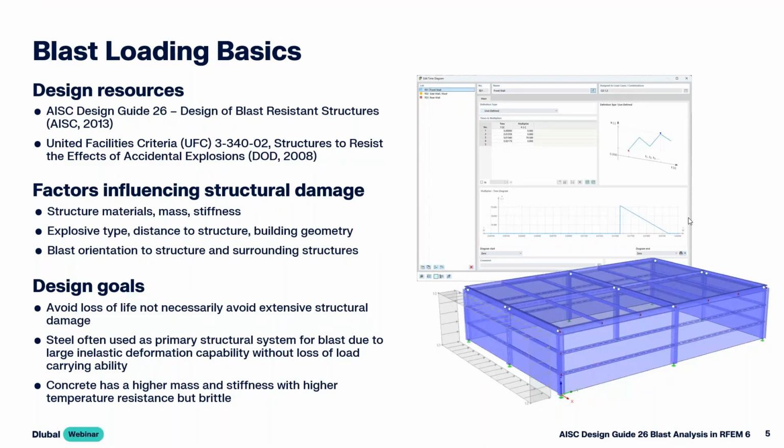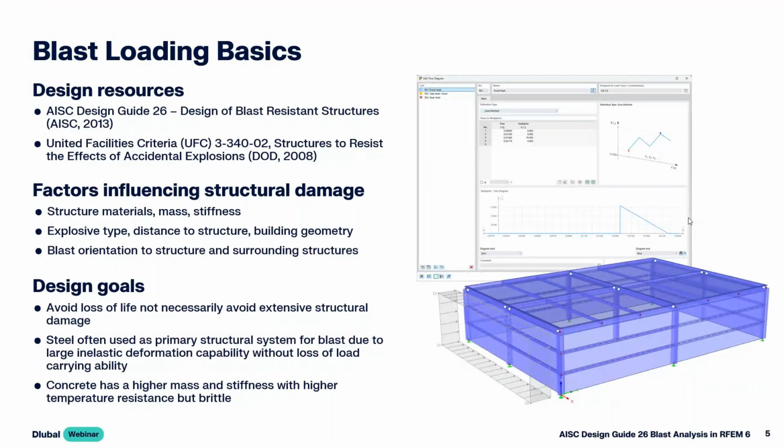Elements facing the blast will see higher loads and more damage than elements that are parallel to the blast. And finally, the surrounding structures or adjacent elements can also affect blast patterns. We could see load amplification or load reduction. The ultimate design goal with a blast analysis is to avoid loss of life. It's not necessarily to avoid extensive structural damage. This is sometimes inevitable, but how can we prevent progressive collapse and ensure that the structure is sufficiently redundant?